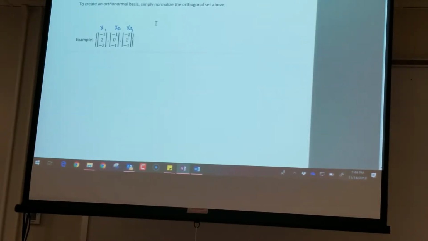My new vectors, I'm going to call them v. My new vectors are going to be orthogonal to each other, and I'll start with v1, which is equal to x1. Well, that was easy. So v1 is equal to minus 1, 2, minus 2. Now I want to get another vector that's perpendicular to this one, that's going in the same direction as x2.